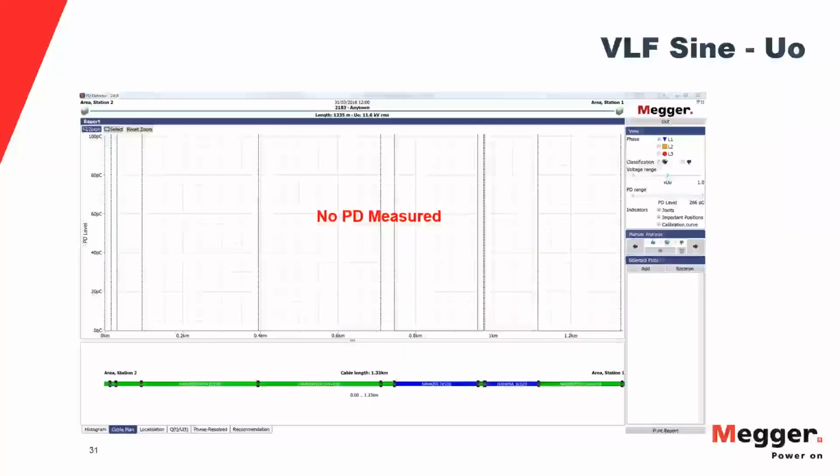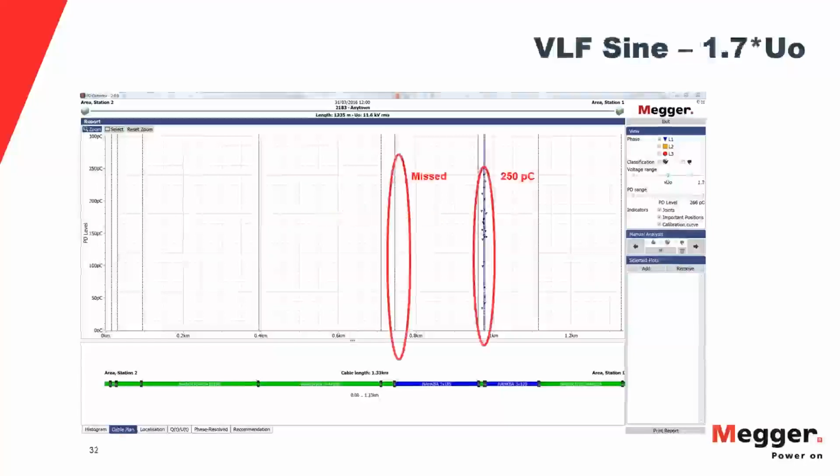Let that sink in for a second. There was no PD measured, even though the damped AC clearly showed two problem points. So what this is telling me is that my VLF sine is giving me a false good result, which is very dangerous as well. I don't know that there's a problem out in my system. Even when I bring the VLF sine up to 1.7 times voltage, it completely missed this splice at 750 meters. It's not shown up. And the splice at 900 meters, it shows at only 250 picocoulombs.